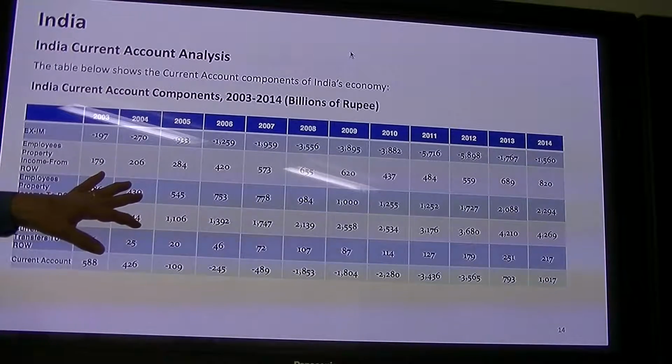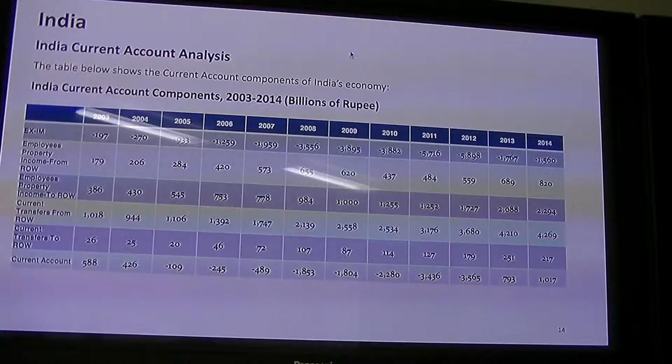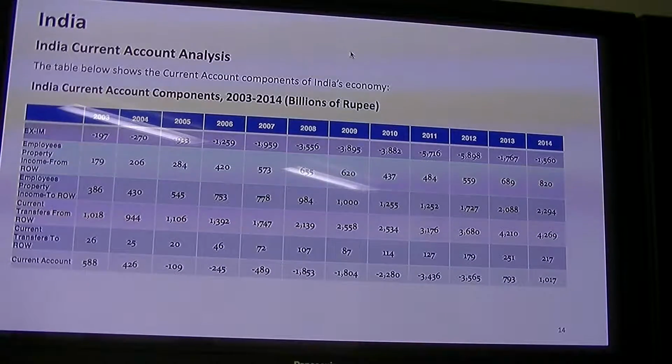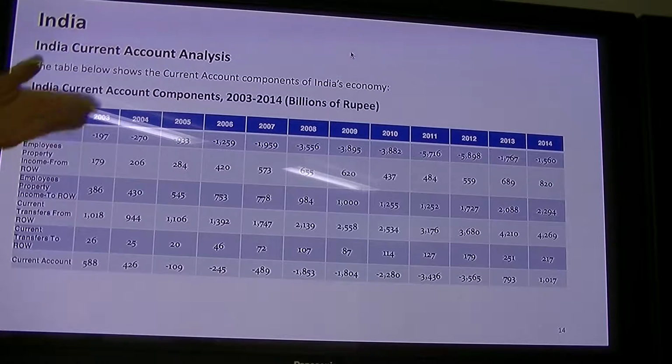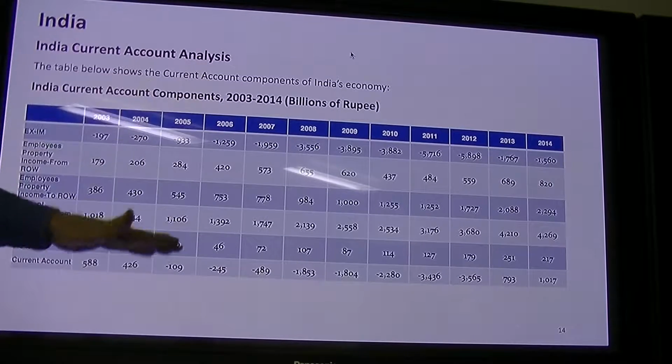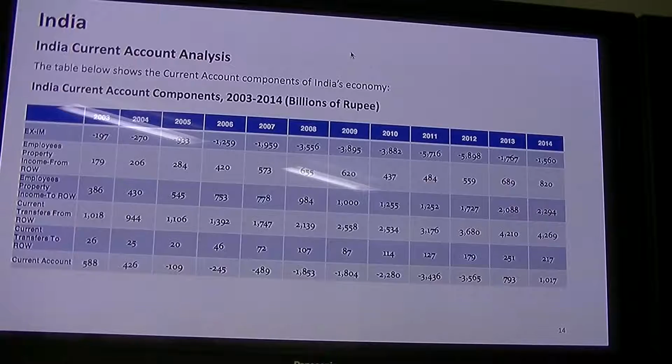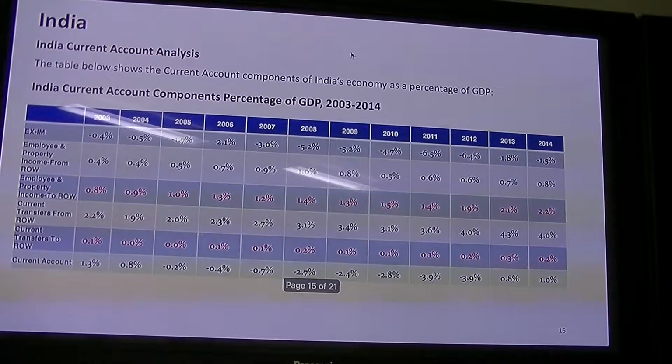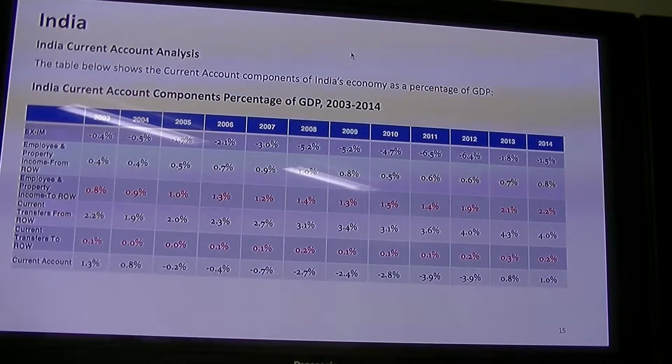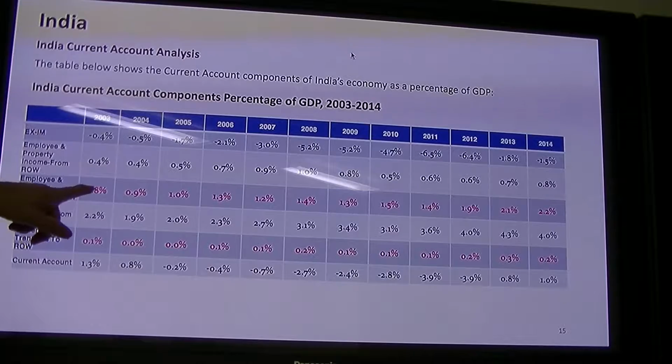If you add them up using the GDP identities, you're supposed to... if these figures are correct, then that should all add up. In this case, we'll see it doesn't. So then what I did was I did the current account components as a percentage of GDP.